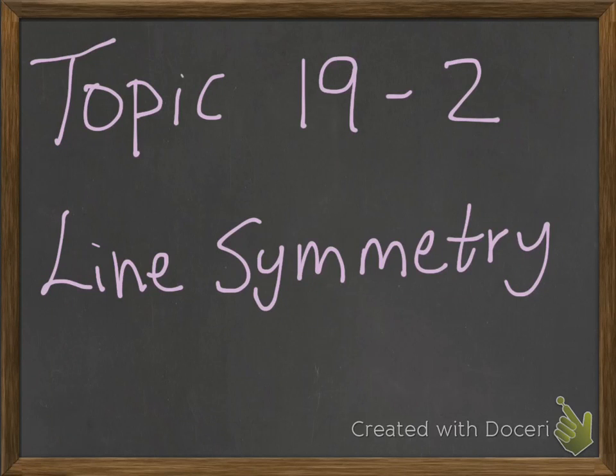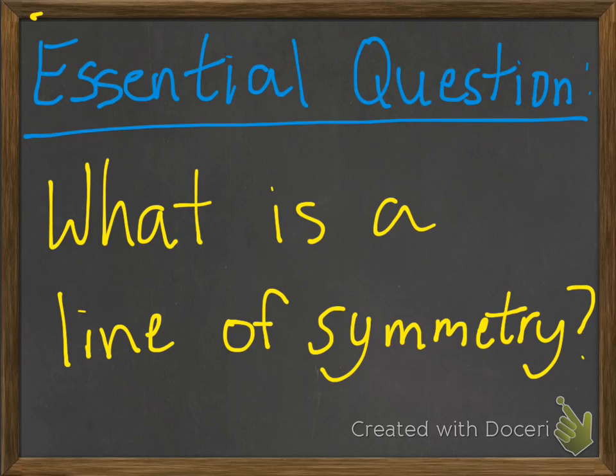Topic 19, Lesson 2, Line Symmetry. We've already learned that figures related by reflection are the same size and shape. In this lesson, you're going to learn to use this relationship to identify lines of symmetry. So our central question is, what is a line of symmetry?